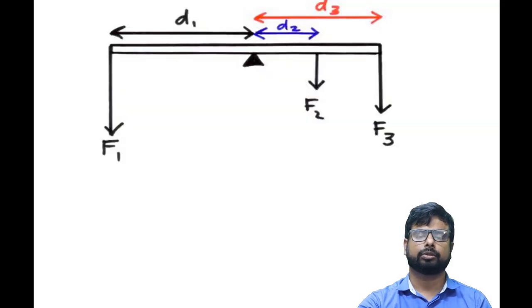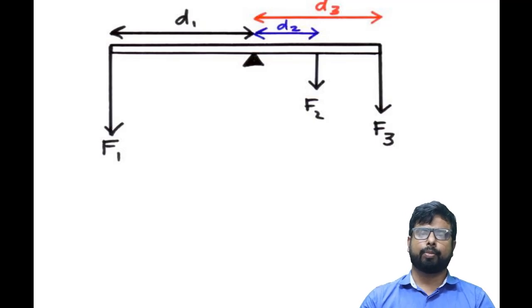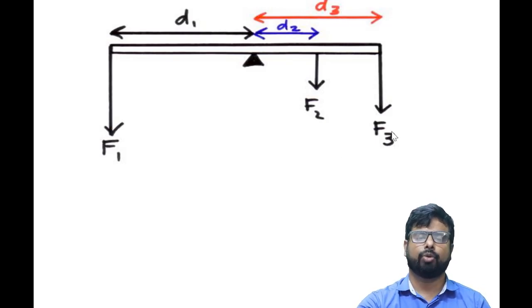Look at the diagram. What will be the total clockwise moment and total anti-clockwise moment? Try to calculate this one. On the right side of the pivot, there are two forces acting, F2 and F3. So they produce clockwise moment. So F2 into D2 plus F3 into D3 is the total clockwise moment. On the other hand, total anti-clockwise moment is F1 into D1.